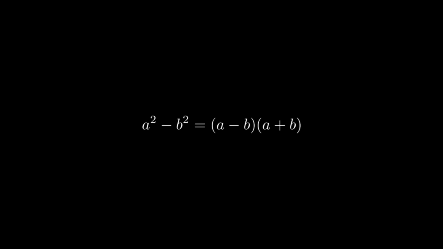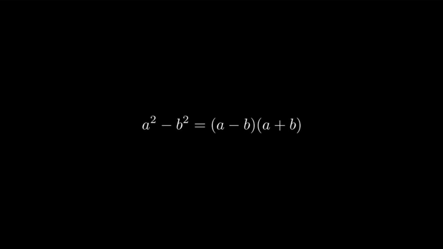A squared minus b squared. Whenever you find an expression in this form, you can use a difference of squares. So right here, a squared minus b squared, you can rewrite that as a minus b times a plus b. So with that, we can apply it to some other examples.